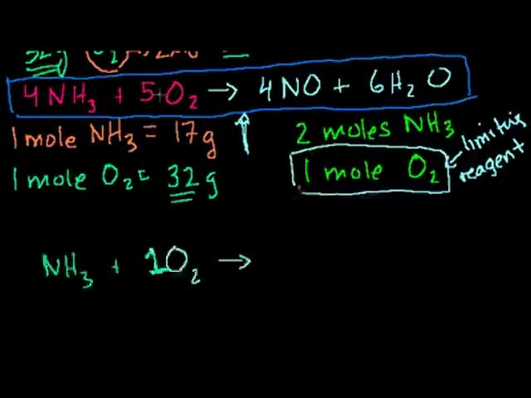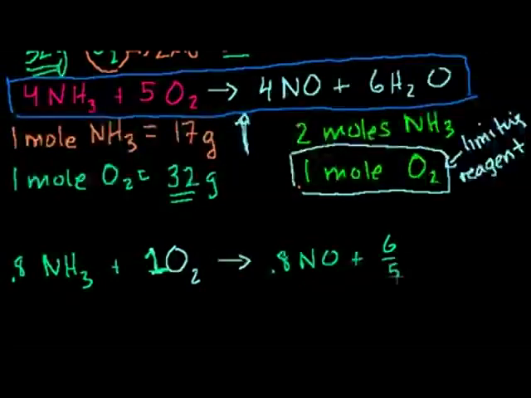Well, the ratio is 4 to 5. So I'm going to have 0.8 ammonias, right? 4 is to 5 as 0.8 is to 1. Essentially, if I take this whole equation up here and divide it by 5, I'll get what's actually going to happen. So this divided by 5 is 0.8 nitric oxide, or nitrogen monoxide, plus 6/5 moles of H2O.